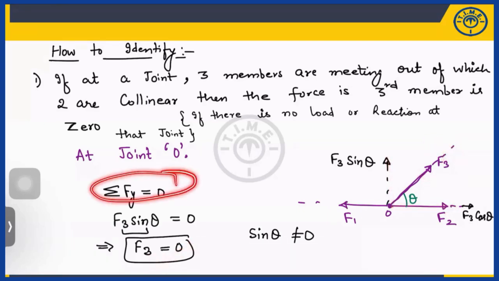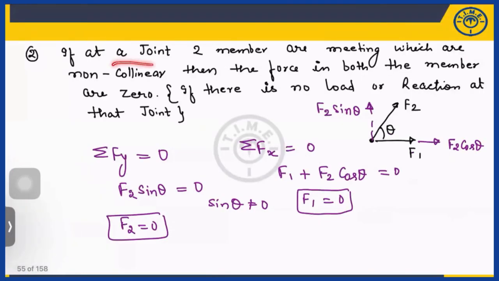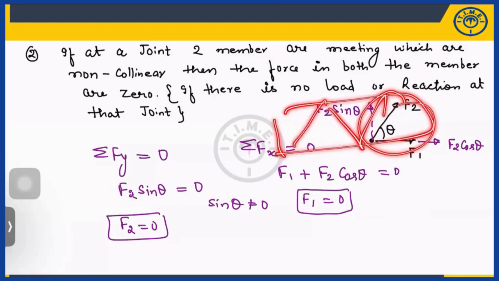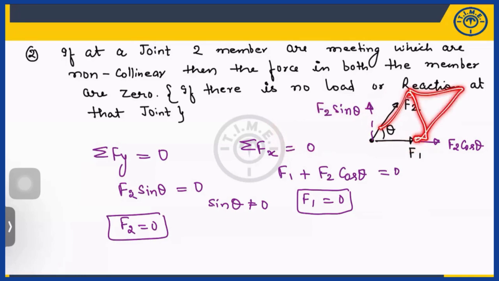If you take the summation of force in y direction, F3 value will be 0. Now the next thing is, if at a joint two members are meeting, which are non-collinear. These forces are non-collinear. This is the part of any particular truss. Suppose these trusses are acting like this. There is no load. Then you have to use this condition.